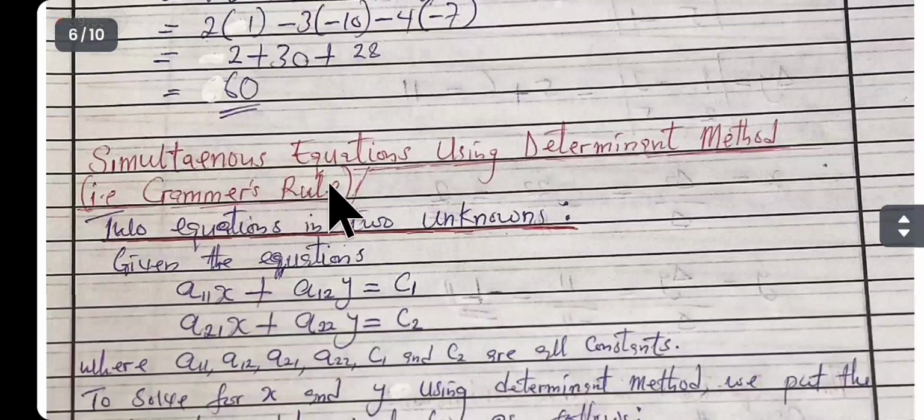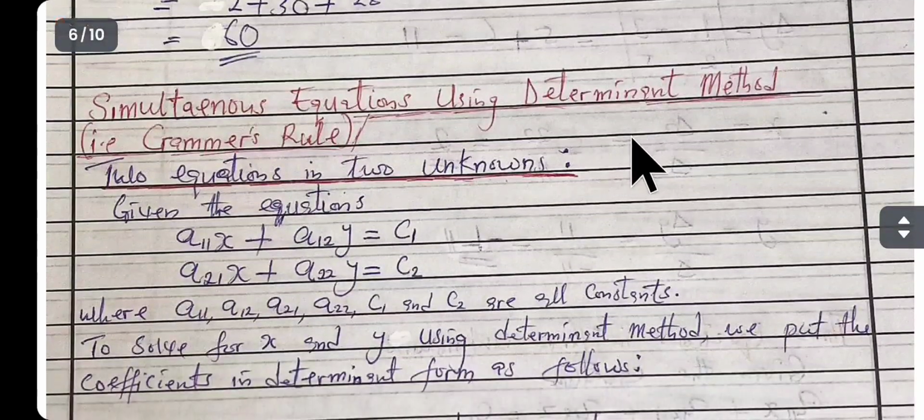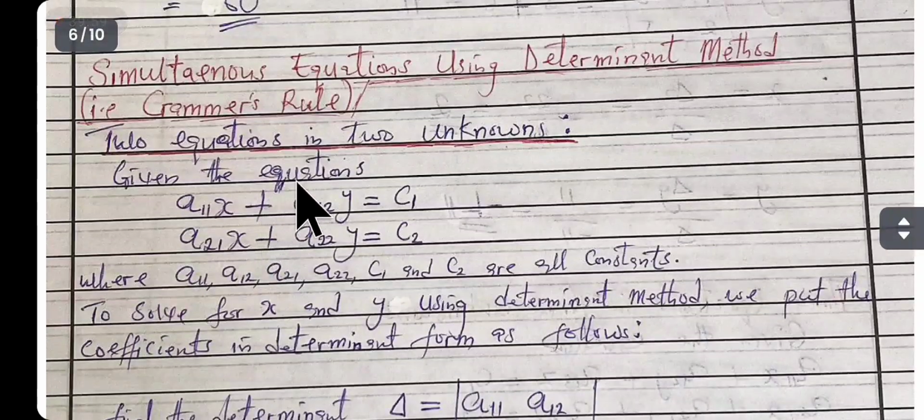We got that. Now, simultaneous equation using determinant method. How do you solve simultaneous equation using determinant method? We call this method Cramer's rule. All right, Cramer's rule. We have simultaneous equation of order 2. We have of order 3.